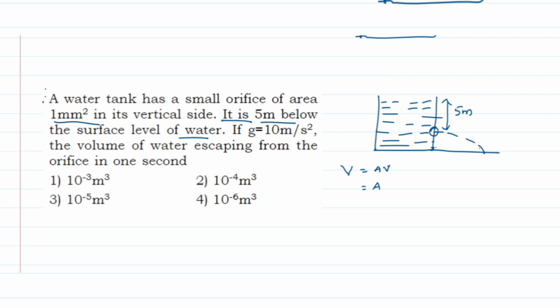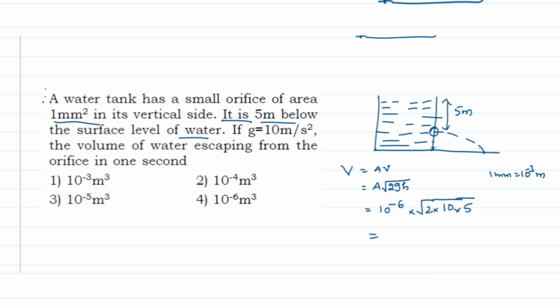With what velocity the fluid is coming outside, in this, square root of 2gh you can take. Area is given as 1 millimeter square, you have to convert into meter square. 1 millimeter equals 10 power minus 3 meter. 1 millimeter square becomes 10 power minus 6, into square root of 2 into g, g you can take as 10. H value is given as 5 meter above the orifice, into 5 you can take.